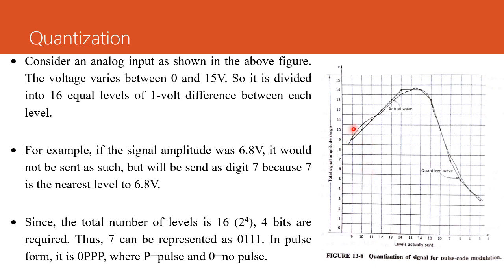So in this particular example, we took the input voltage varying between 0 to 15, so that we divided that 0 to 15 into 16 equal levels of 1 volt. That is, your quantization level is equal to 16. In quantization, what we are doing is just rounding off the amplitudes. Suppose your analog input is 6.8, then we will round that value to the nearest voltage level. That is what quantization is.